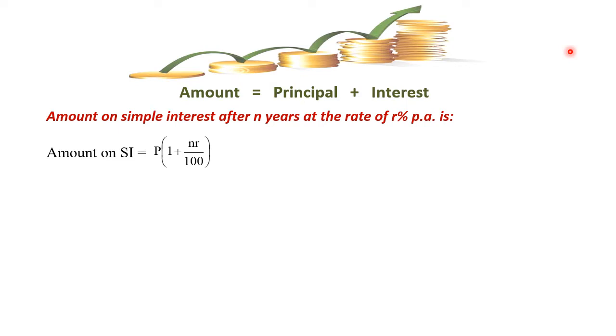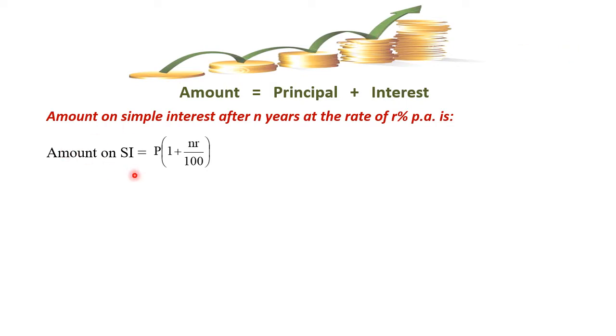Now, what is the final amount? The final amount is equal to the original principal plus interest. This interest can be either simple or compound. So what is the amount on simple interest at the rate of R% per annum for n number of years? That is equal to the original principal P plus PNR by 100.